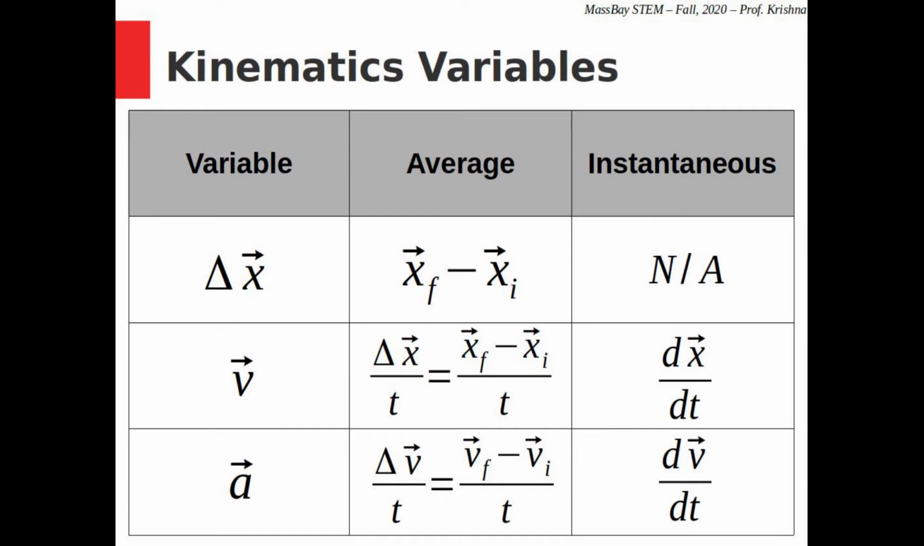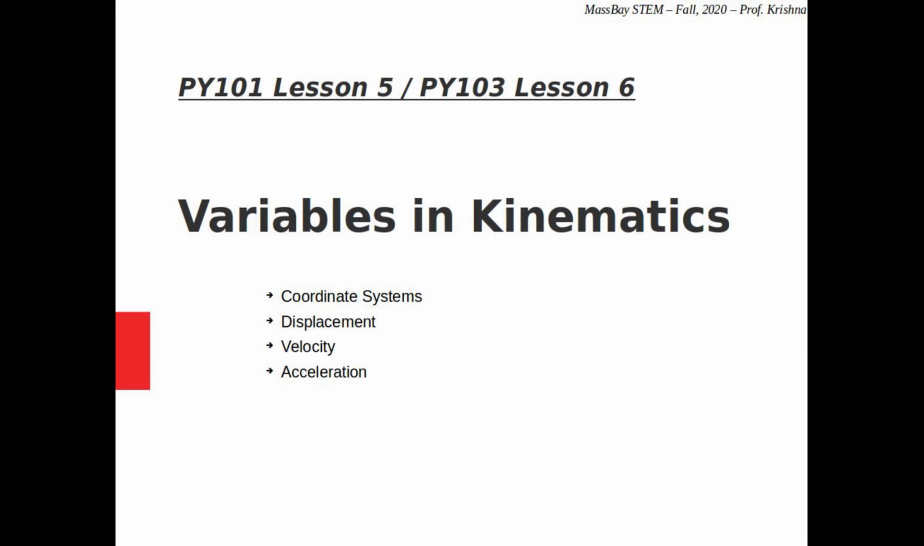In principle, we could look at the rate of change of acceleration and keep going. But what we'll find is that a lot of physics problems do not require any further variables. In the next video, we will see how to use these 3 quantities to describe a wide range of physical systems.